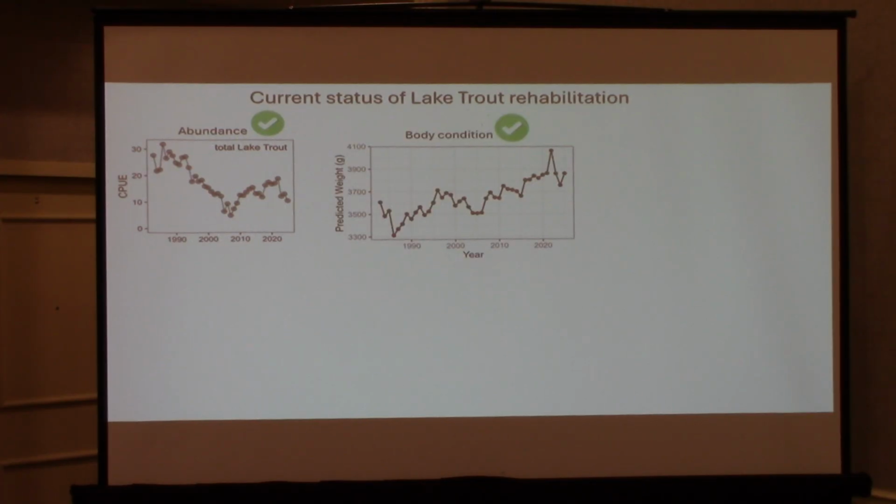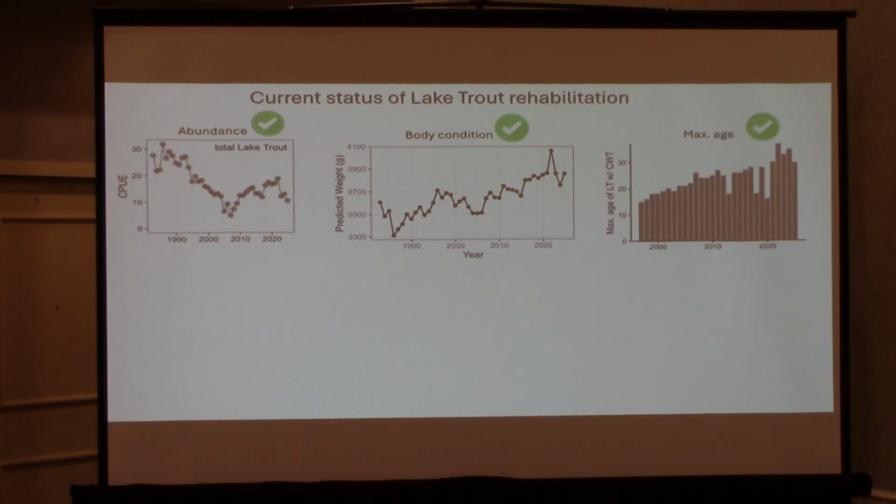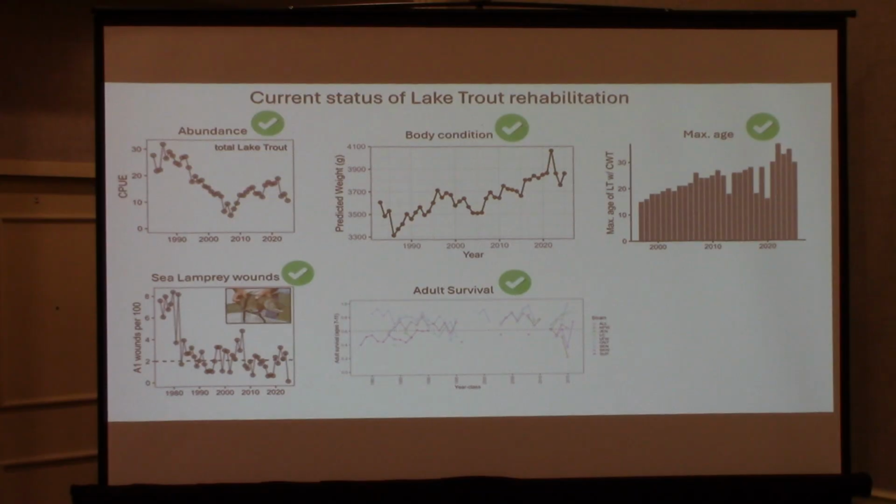Body condition, so the weight at a given length. This is the predicted weight of a 700 millimeter trout. It has shown a pretty good increase, so the fish seem to have pretty good body condition out there. Maximum age detected from these coded wire tags: we've been seeing that sort of increase through time. There's fish over 30 years old out in the system, meaning they're surviving to pretty big ages.